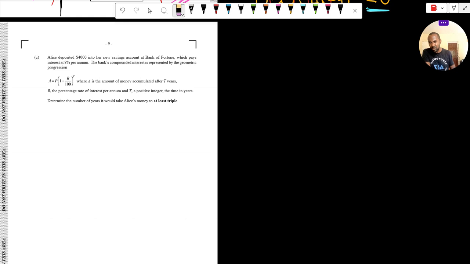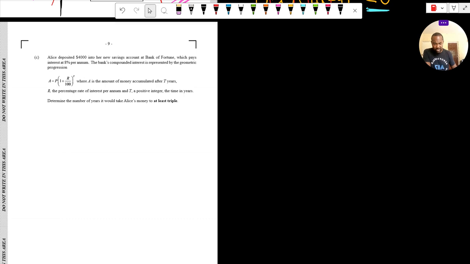Now it says Alice deposited $4,000 into her new savings account at Bank of Fortune, which pays interest at 8% per annum. The bank's compounded interest is represented by the geometric progression A equals P times (1 plus R over 100) to the power of T, where A is the amount of money accumulated after 3 years, R the percentage rate of interest per annum, and T the positive integer, the time in years. Determine the number of years it would take Alice's money to at least triple.